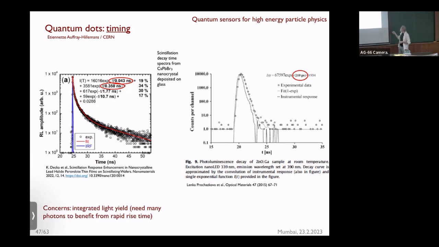This is not a characteristic only of this particular composition. The same happens for this kind of nanodot, ZnO gallium, which also has a photoluminescence decay with a time constant of less than a nanosecond. In this case, it is 210 picoseconds. These are extremely rapid scintillators, very interesting from that point of view.